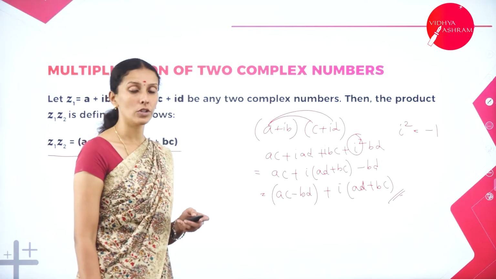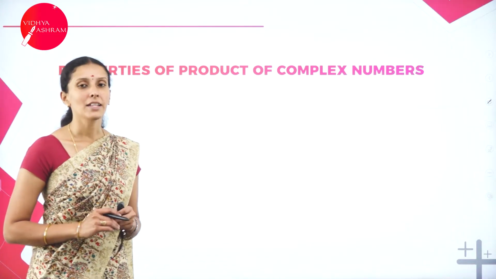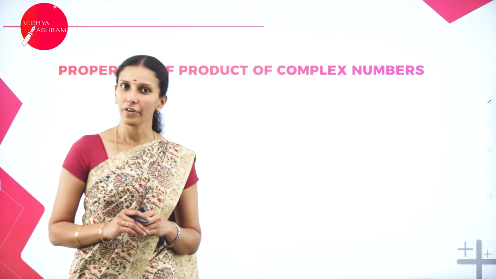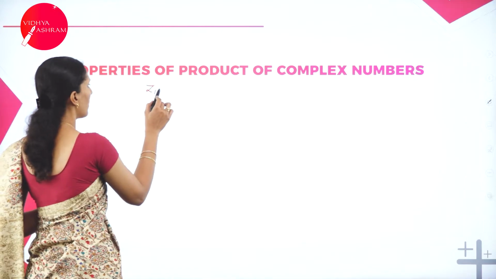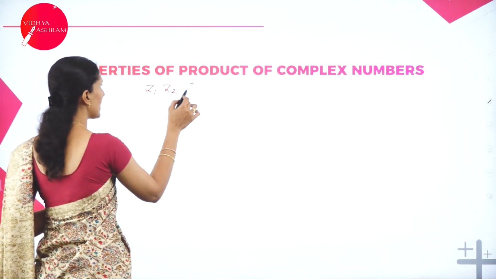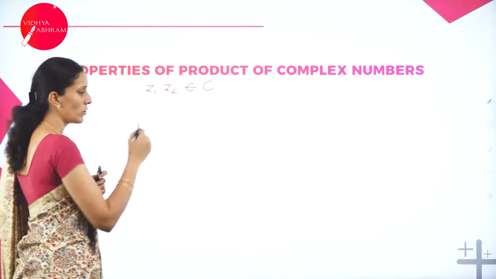So this is how we are going to multiply two complex numbers. As you came across the laws for addition, you have them for multiplication also. When you multiply two complex numbers, the result is again a complex number. So the closure property holds there.